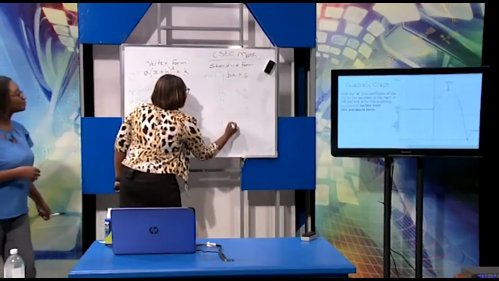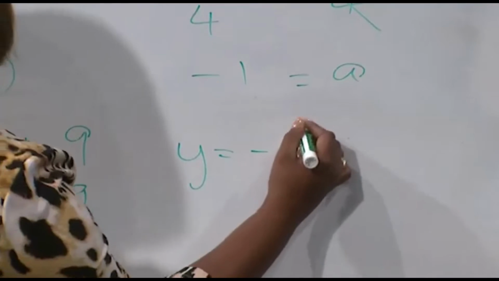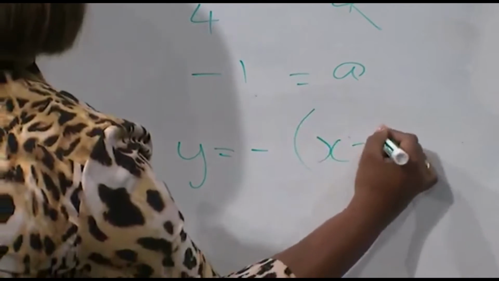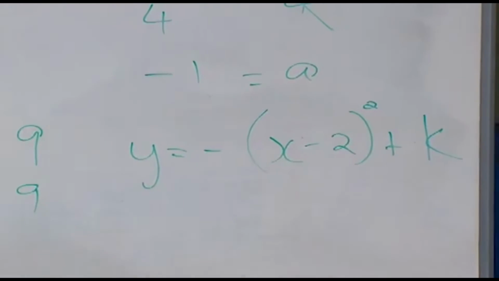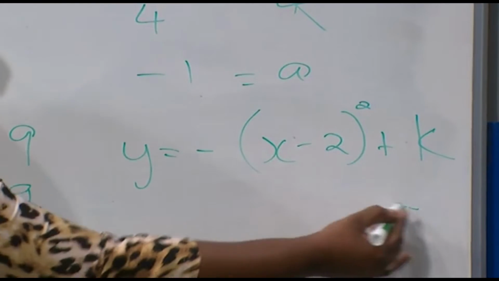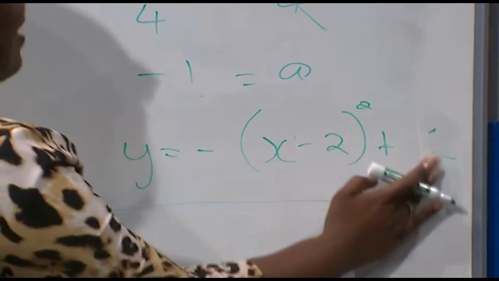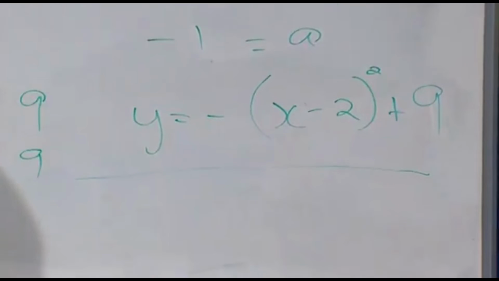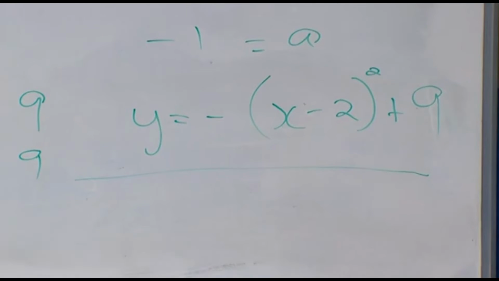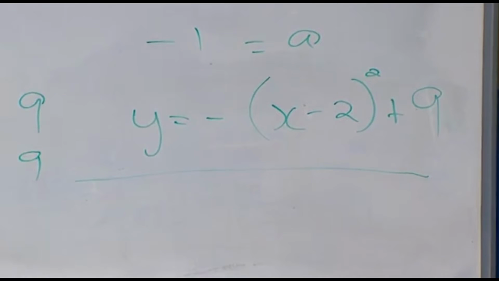So y is equal to -(x minus 2) all squared plus k. We have a value for k, remember? Oh, sorry. The value for k is 9. Right. So this would be the equation for the movement of our ball in vertex form. That's right.